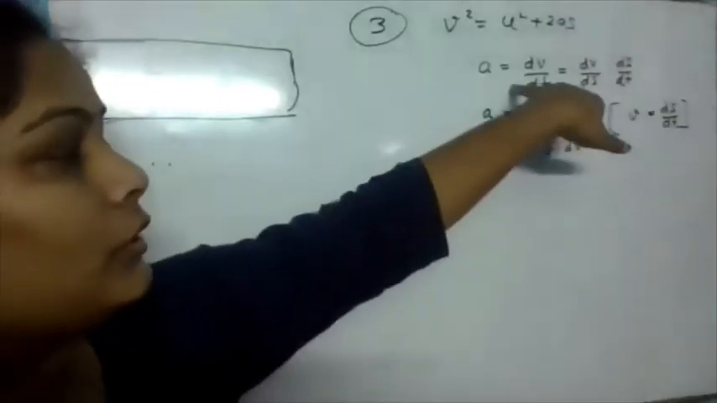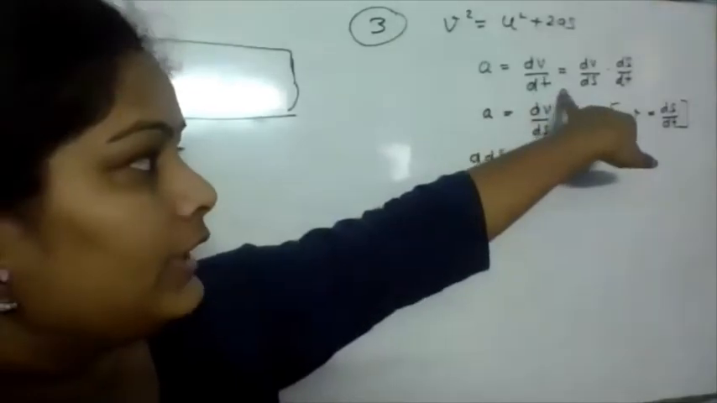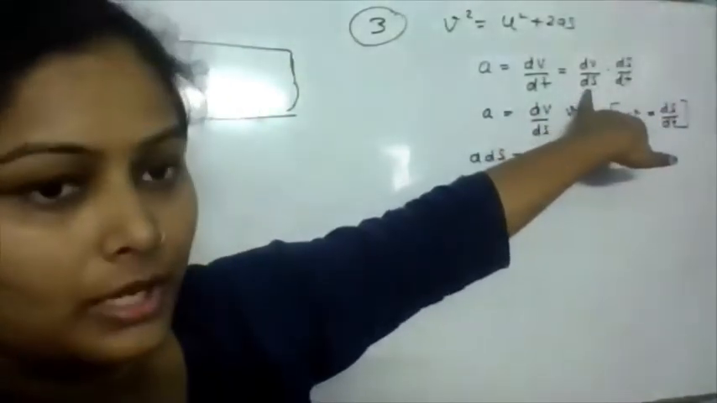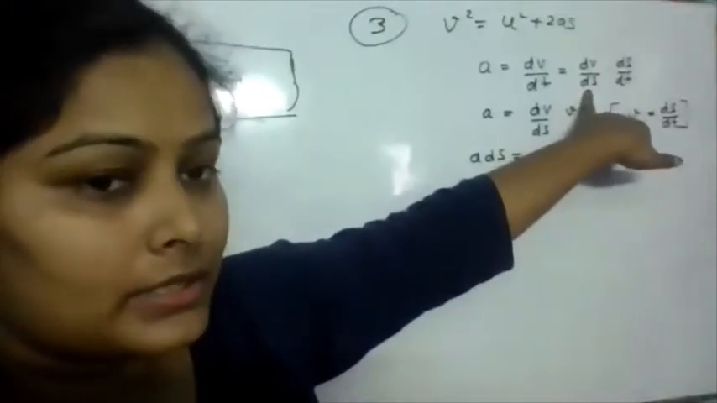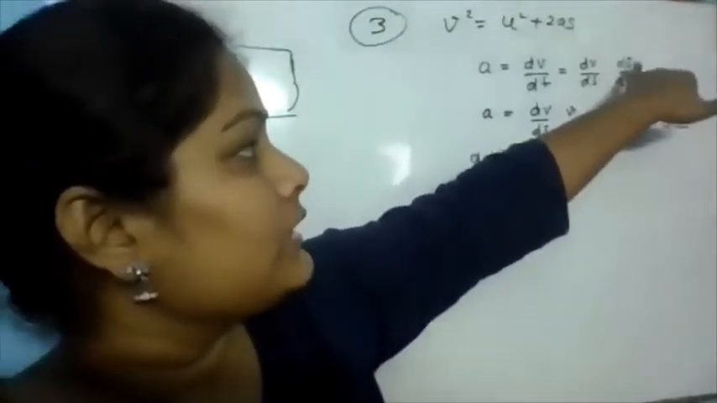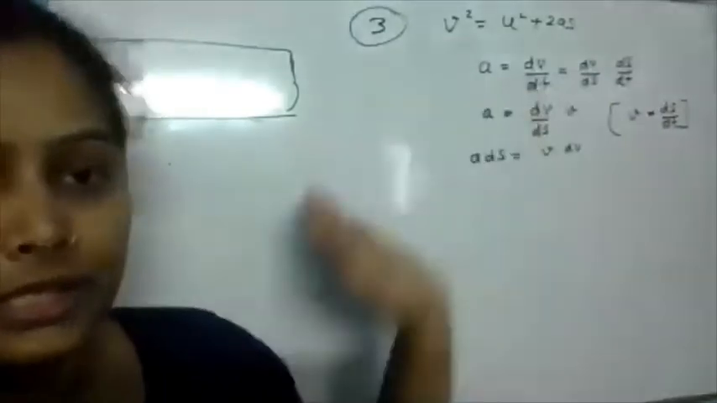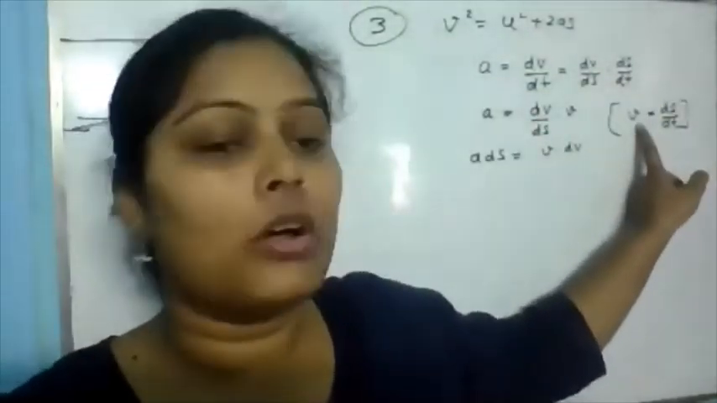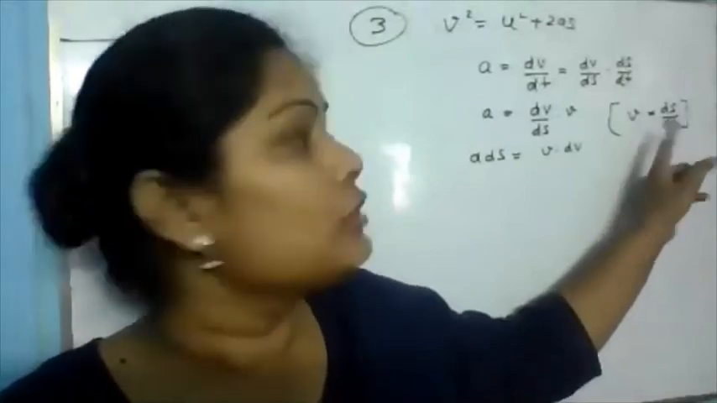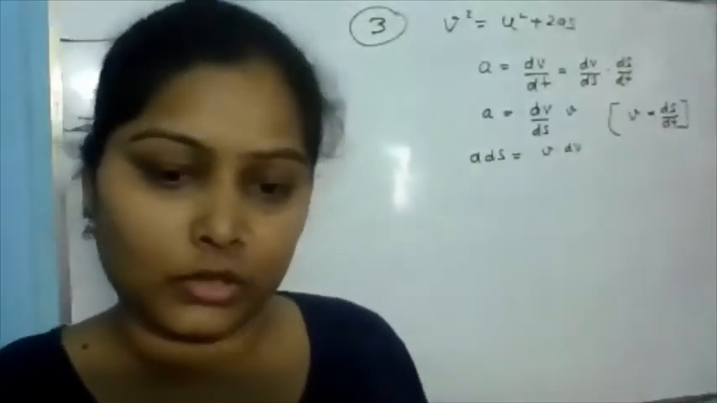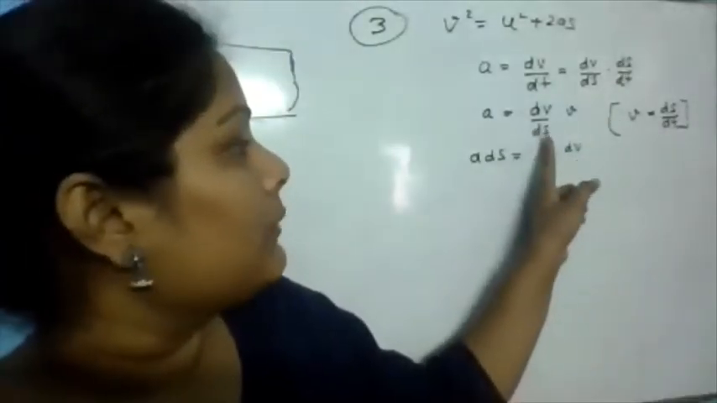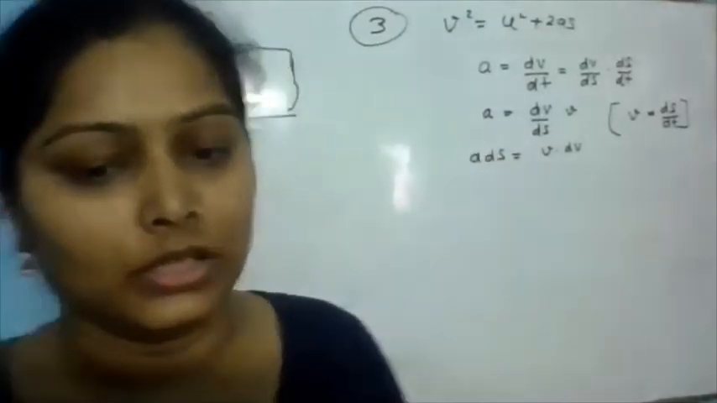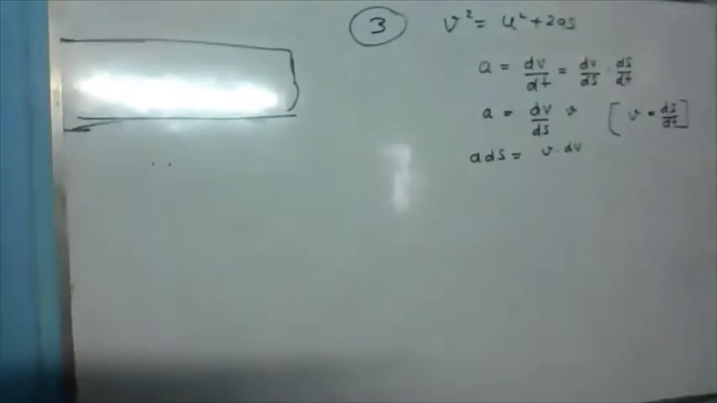Yes, ma'am. We know this formula dv upon dt. We are just multiplying ds and dividing ds. Simple mathematics. When we cancel out this ds, we get dv upon dt. Now we know that ds upon dt is the formula of instantaneous velocity, so we can put v here. Then simply multiply this ds here: a dot ds equals v dot dv. Now integrating both sides.